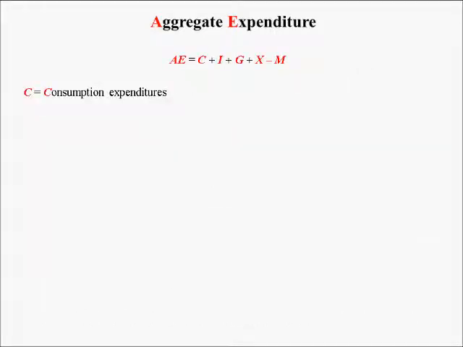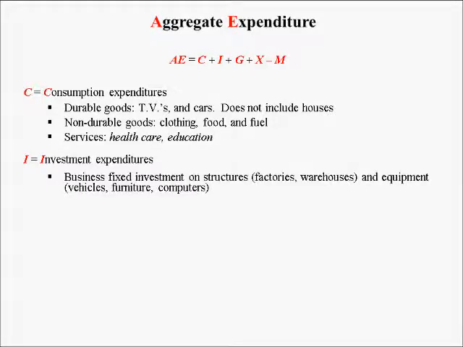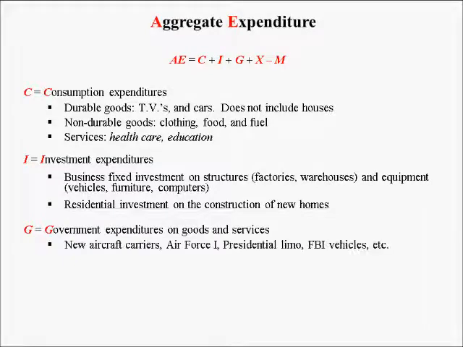C again is consumer expenditures. It includes durable goods, non-durable goods, and services. I is investment expenditures, and it includes business fixed investment on structures and equipment, and then residential investment on the construction of new homes. G is government expenditures on goods and services. It includes things like aircraft carriers, Air Force One, the presidential limo, the FBI vehicles, etc. And the government typically buys U.S. products only because it's politically expedient.